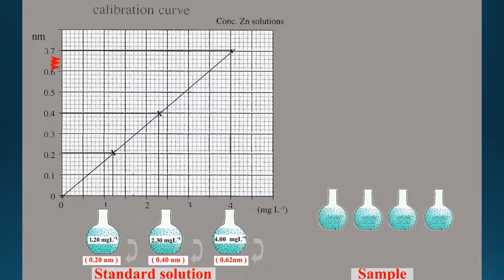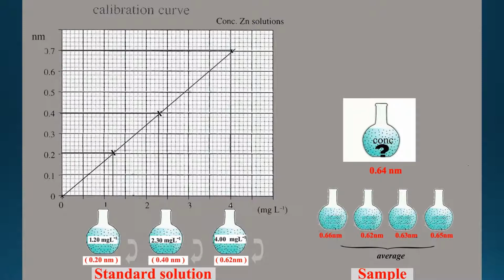Step number 1. I will use these 4 bottles, put them onto the AAS machine, to obtain the nm reading. So now after I do it 4 times, I have the nm reading for each bottle. Then I average it. I get the average. Now this gives me the mean value of the sample, 0.64 nm.